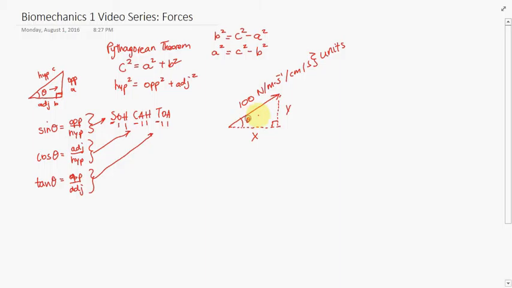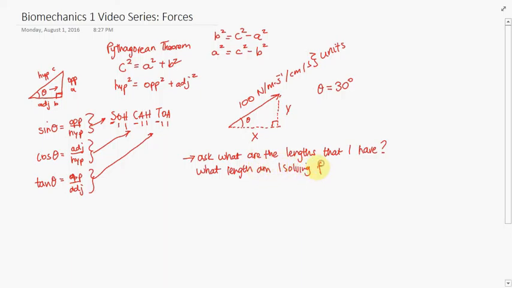And I get given some angle. In this case, I might say that the angle is equal to, say, 30 degrees. So how would I solve for this length of x? Well, the question you always have to ask yourself is, what are the lengths that I have? And also what length am I solving for? Because that's going to help you decide which one of these sine, cos, and tan you will ultimately need in order to solve for this triangle.